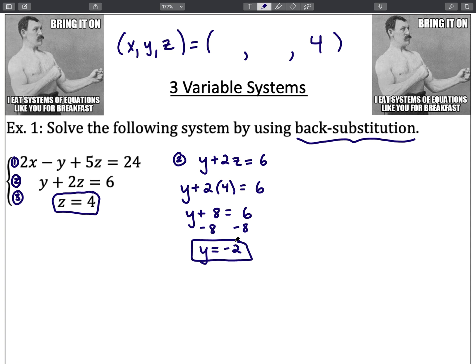I want to try to find out what x, y, and z are. In this case, I found out y. Y is going to be negative 2. So I'll plug it in for what y would be. Again, I'm doing things by back substitution.